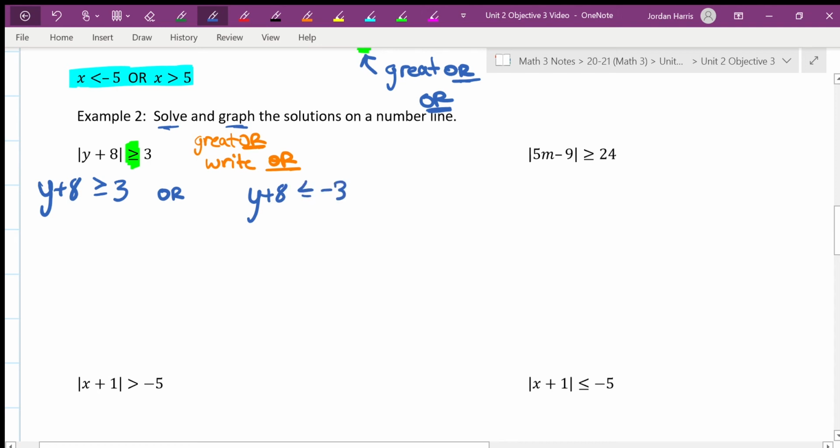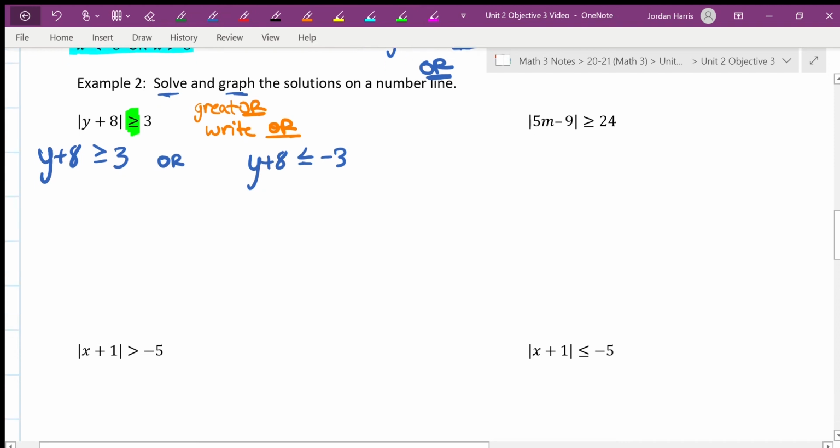Notice it switches. That's because if you change the sign, you change the inequality, which we'll talk about in a little bit when we're actually solving stuff. But it does flip. Change the sign, change the inequality. Okay, so I'm going to subtract 8 from both sides. And you get y is greater than or equal to negative 5, or when I subtract 8 from both sides here, I get y is less than or equal to negative 11.